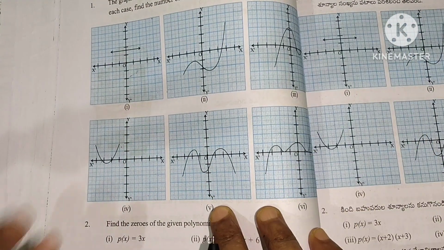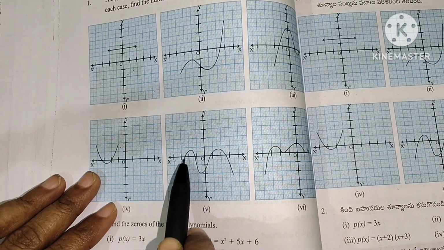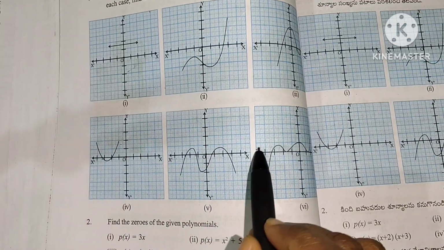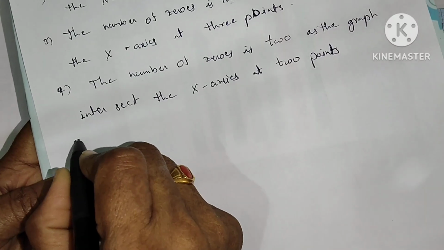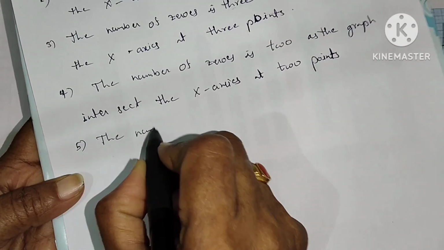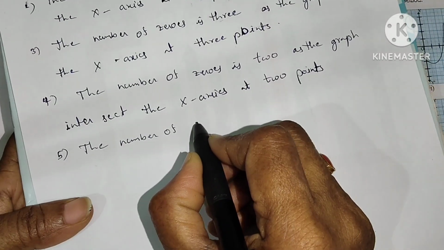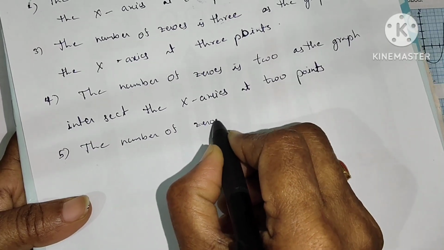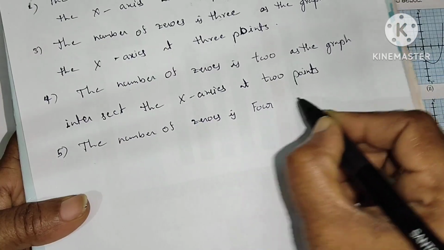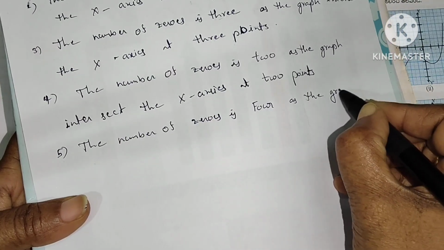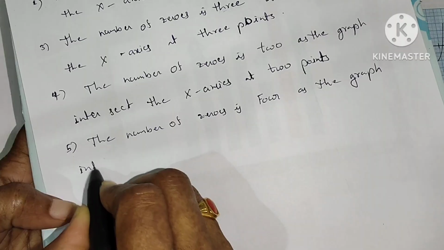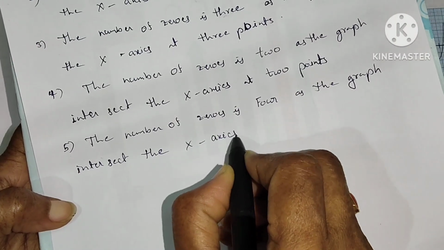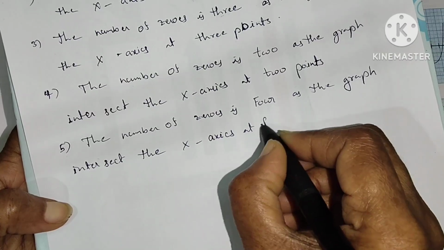So next we observe the fifth graph. Here, the given line intersects the x-axis at 1, 2, 3, 4 points. So we write here: the number of zeros is 4, as the graph intersects the x-axis at 4 points.